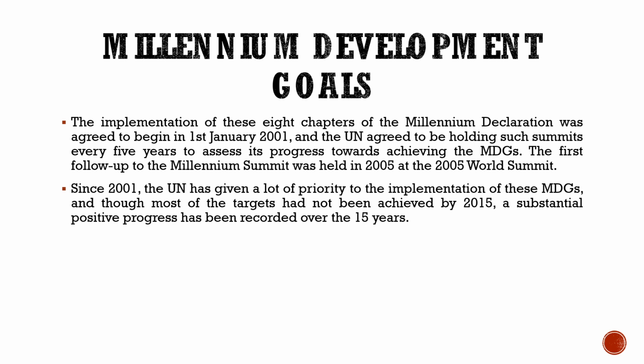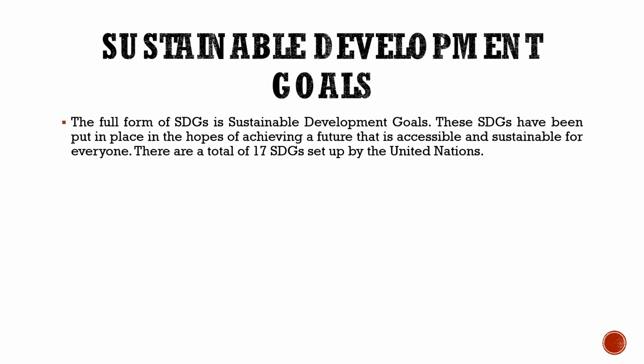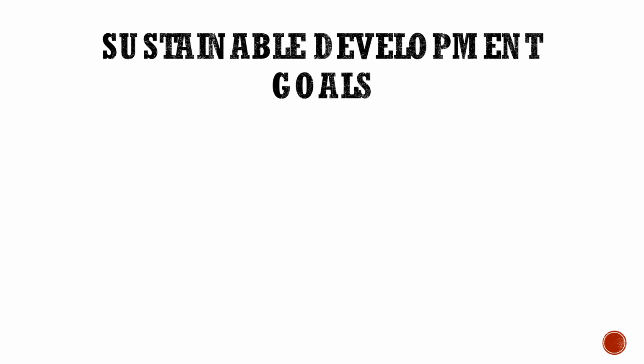So when we reached the year 2015, these Millennium Development Goals actually became obsolete, and it was felt that there is a need for a much broader vision and much better goals. The targets that had been set were not extensively achieved but substantially achieved. So a new vision was set with a broader perspective, with broader goals termed as Sustainable Development Goals. The full form of SDG is Sustainable Development Goals. These SDGs have been put in place in the hopes of achieving a future that is accessible and sustainable for everyone. There are a total of 17 SDGs set up by the United Nations.